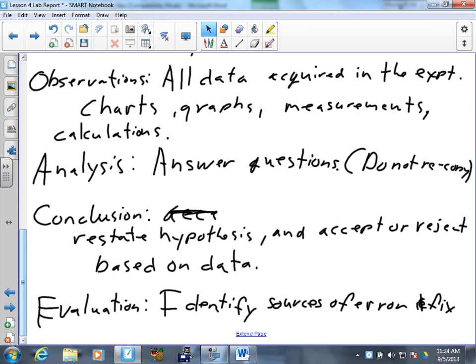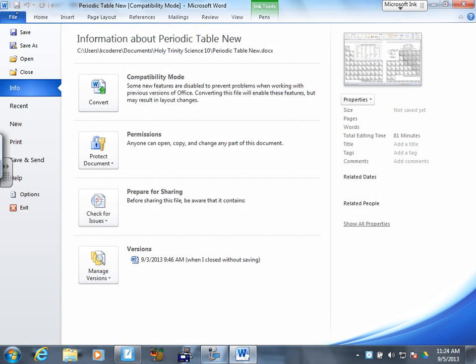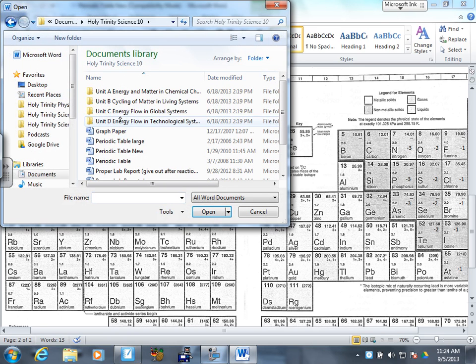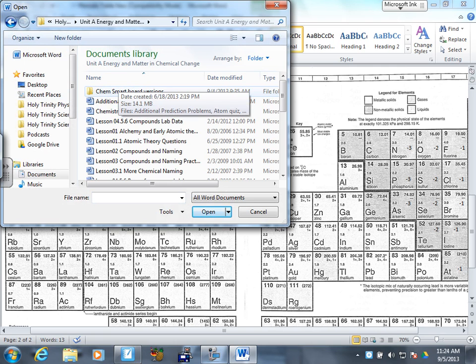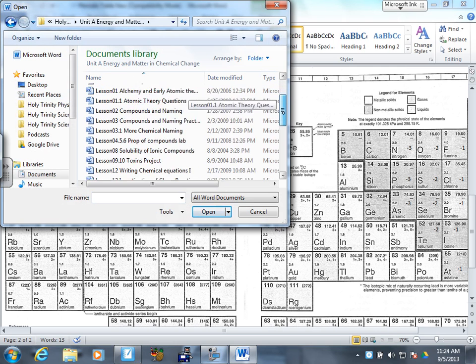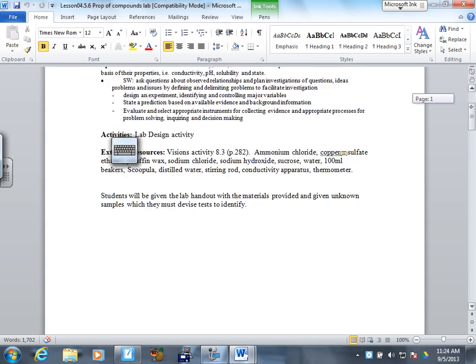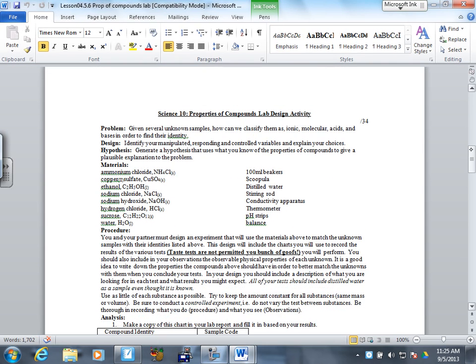There are always evaluation rubrics as well. I'll show you what one looks like here. This is the one that you will be doing next week. To give you an idea, it starts with the title of the lab and gives you a problem. Then in the design it says identify your manipulated, responding, and controlled variables and explain why you think this one's manipulated, this one's responding. Then you have your hypothesis, if, and then here are all your materials.